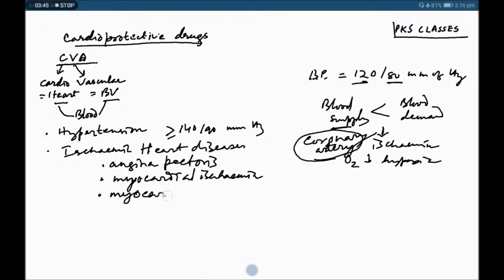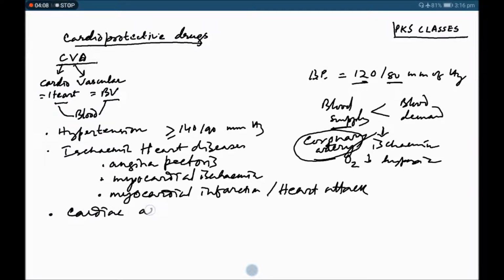After myocardial ischemia, there can be cell death called infarction. So myocardial infarction is also called heart attack, and there will be death of some heart cells or myocardial cells. Then we have cardiac arrhythmia.